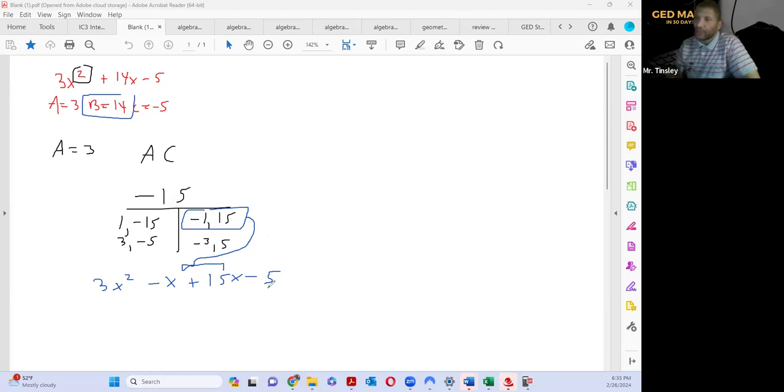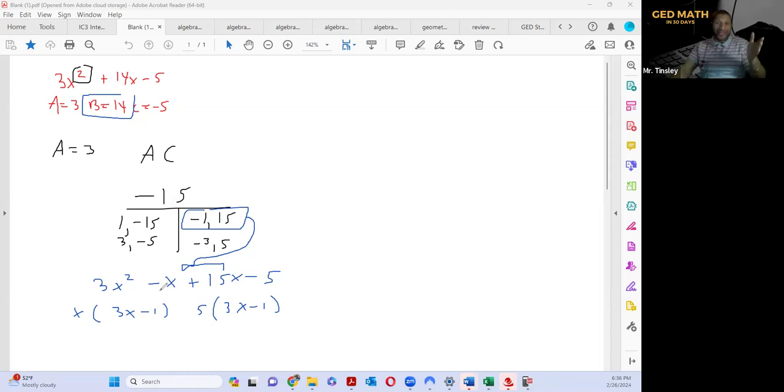Let's see if we can get it. So if I look at this, I can pull out an X. Everybody see that? And it might not be the right way. I can pull out an X. If I pull out an X, I got 3X minus 1. And here I can pull out a 5. I got 5, 3X minus 1.